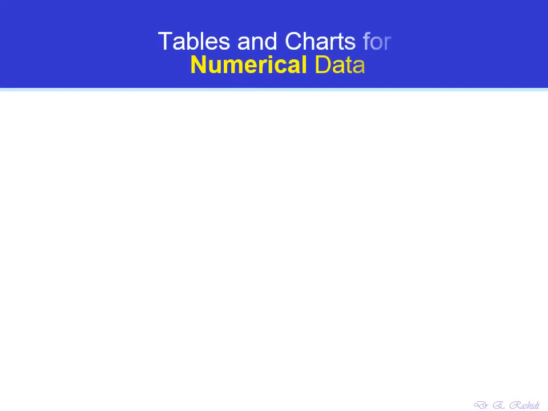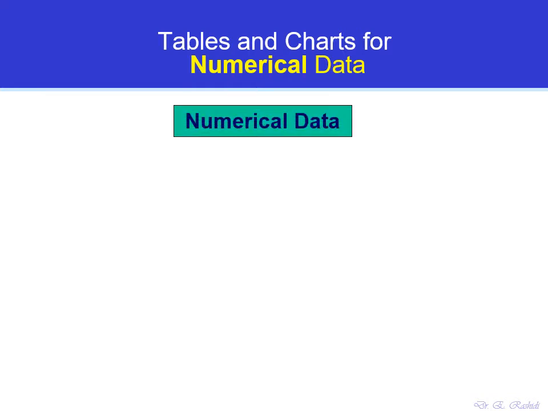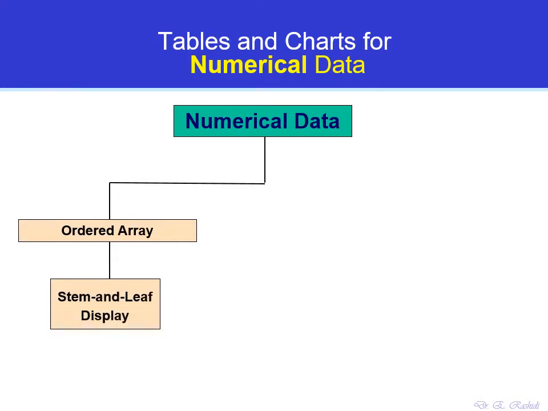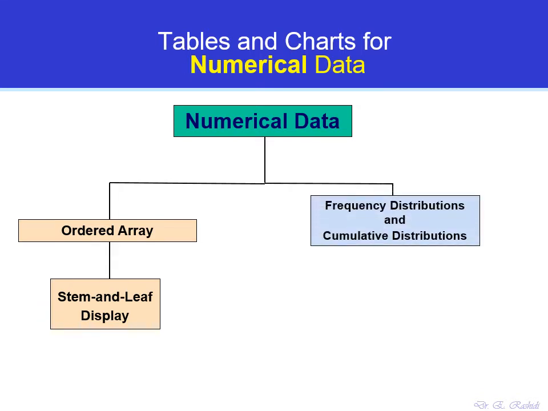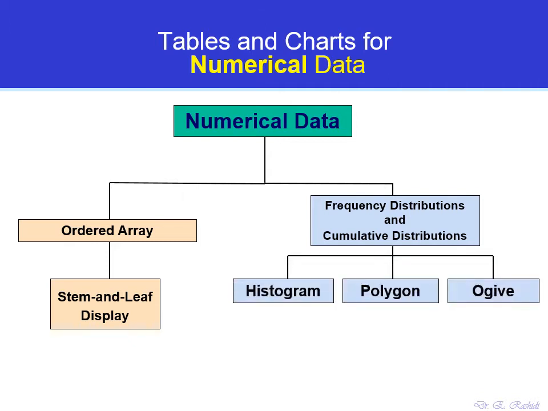Now that we learned about tables and graphs for categorical data, let's learn about tables and graphs for numerical data. For numerical data, we have the ordered array, an example of which is a stem and leaf display, which is a very trivial and basic way to represent numerical data, and also archaic. Also, we're going to learn about different frequency distribution and cumulative distribution types of charts for numerical data, an example of which is histograms, polygons, and ogives.